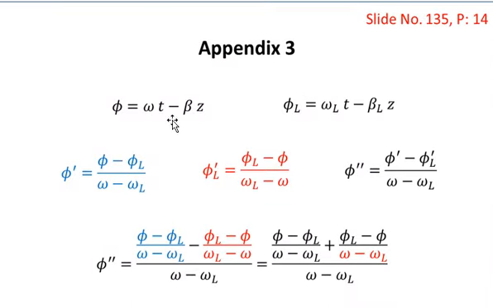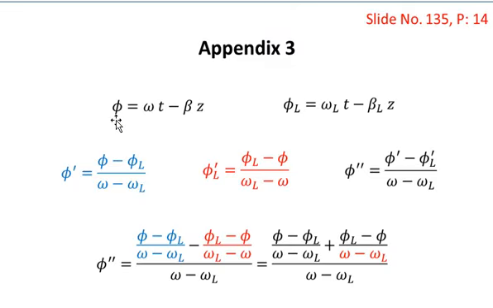So we have phi equal to omega t minus beta z, which is the phase for the traveling wave. And if you write it for the frequency L, for example the central frequency of the pulse, where omega L is the central frequency of the pulse and omega is any other frequency in the pulse, then you can write phi L is equal to omega L times t minus beta L times z, where beta L is the parameter corresponding to omega L. So I have written phi for the same pulse, for any frequency omega and for the central frequency omega L.